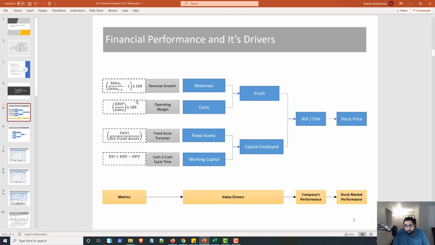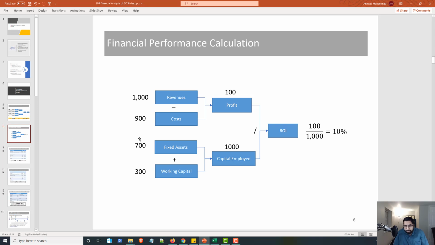Okay. Now, in this tree diagram where 4 drivers, revenues, costs, fixed assets, working capital, eventually lead to return on investment. Whenever 2 drivers are being combined, like revenues and costs, it does not mean we're going to always add them or subtract them or multiply them. So let me show you how the drivers actually get combined.